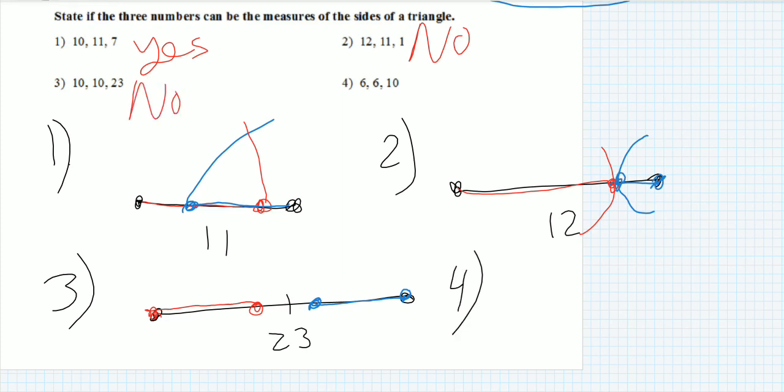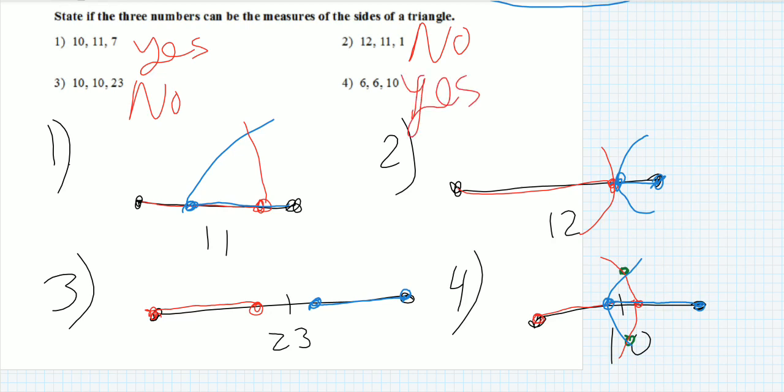And then finally, the last one: 6, 6, 10. So let me go ahead, it's going to be 10. We know 6 is going to be a little bit more than halfway. So this is half, which means 6 will go somewhere here, and the other 6 is going to go somewhere here. If I start pulling them outward to create my circles, they will intersect somewhere over here and somewhere over here to create your two triangles. So it'll look something like that, and something like this one, okay? So that means number 4 is a yes. Sorry, that looks really bad.